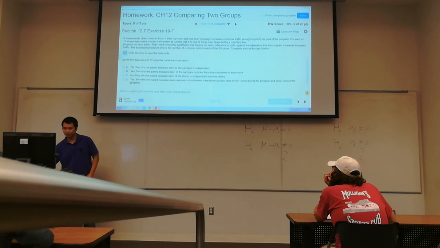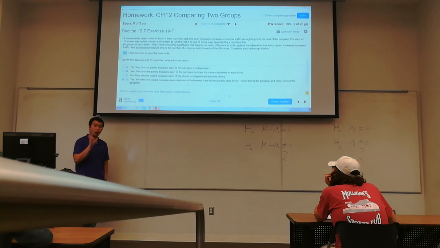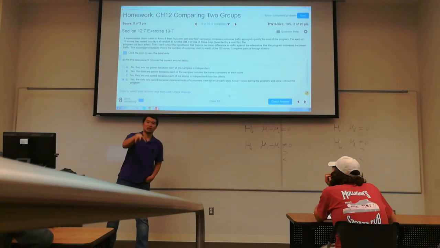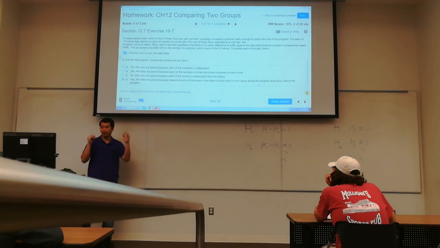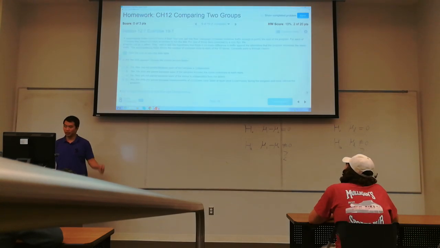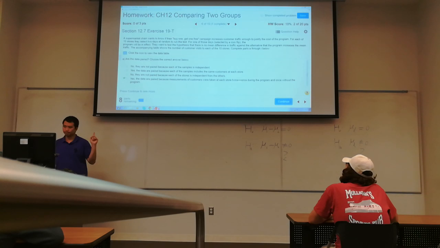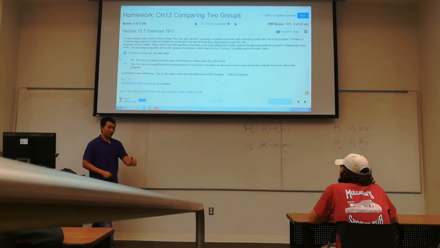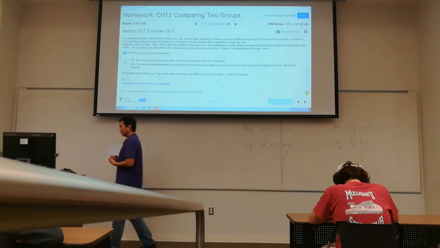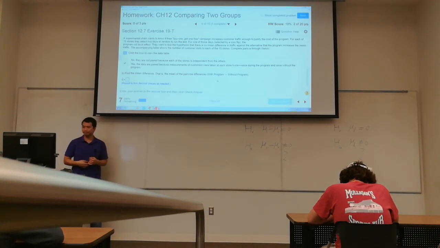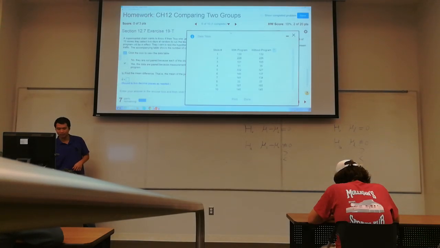Because the measurements of customers were taken at each store twice, they are collected in pairs, once during the program and once without the program. So that's paired data. That's the first thing we had to figure out. So we are talking about paired data. Then we have to do some calculation. We have to calculate the D bar. We are given the data, so let me open this data table in a sidebar.